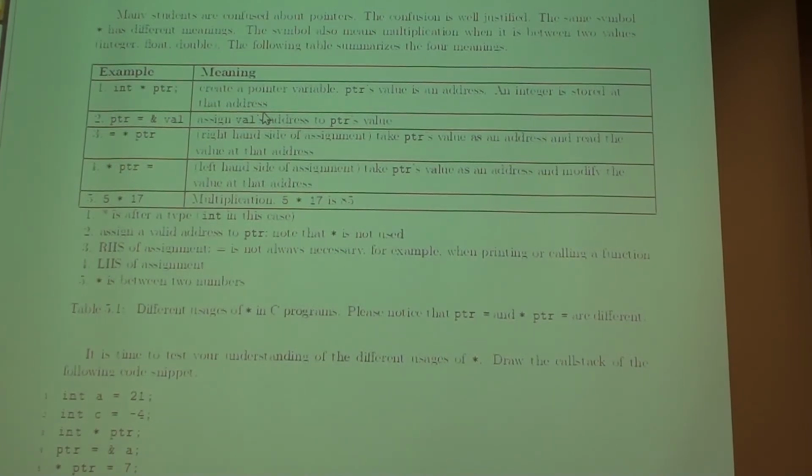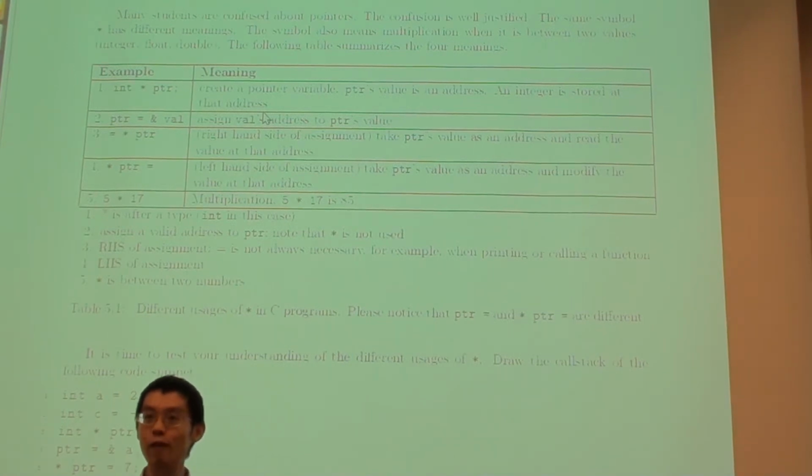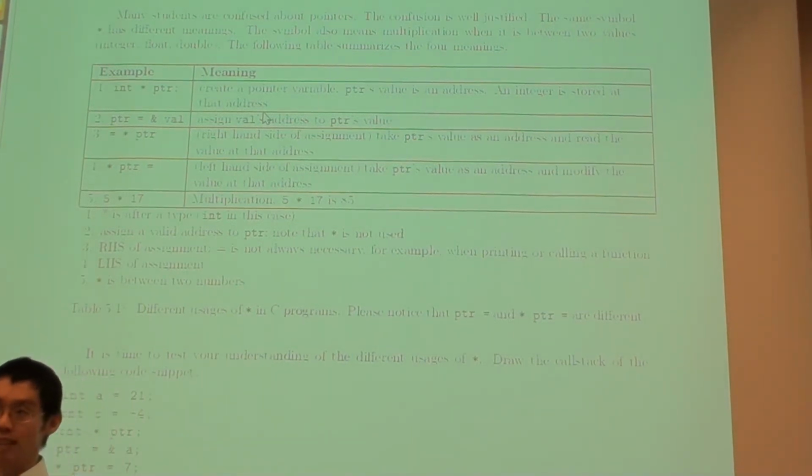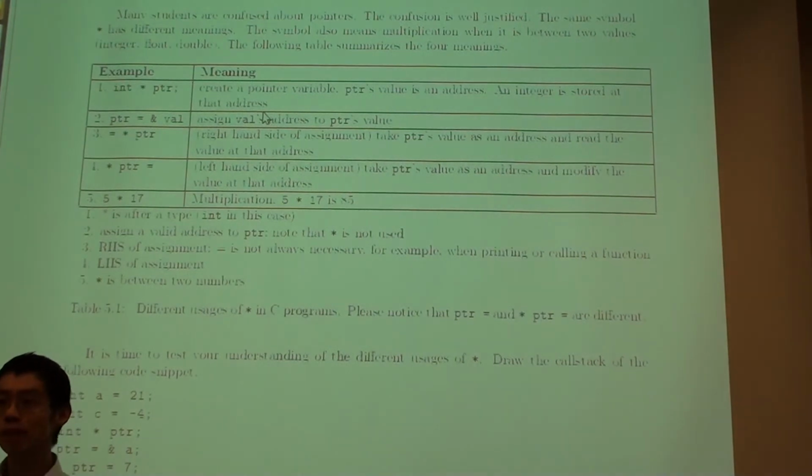If you put a star on the right side of assignment, it means something different from you put it on the left side of assignment. And it's also different if you put star between 2 numbers. In this case, number 5 is probably the easiest to understand. You put a star between 2 numbers, that means multiplication. Okay, any question about that?